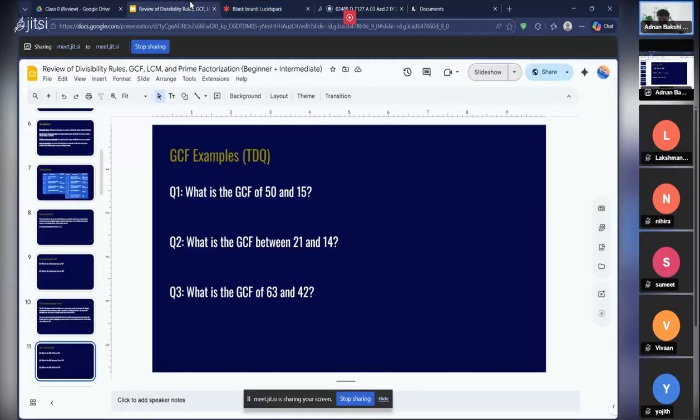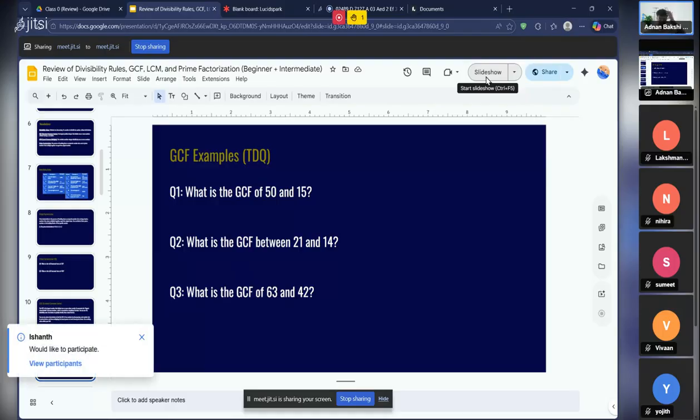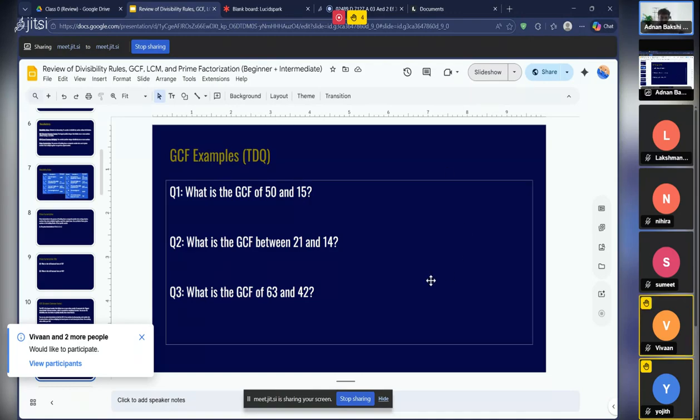Good job, Yojith. Does anyone know question number 3? You can just raise your hand. Oh, Ashant, looks like you raised your hand first. Can you tell us what you got for question number 3?